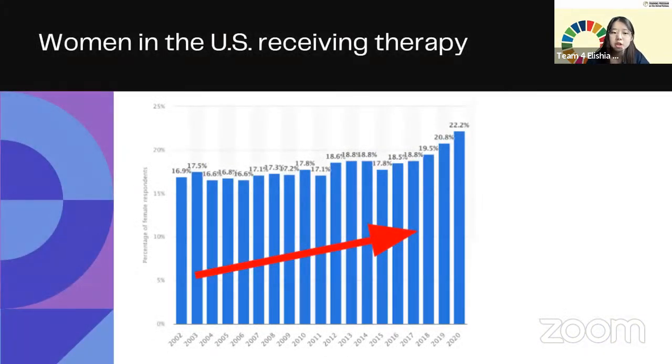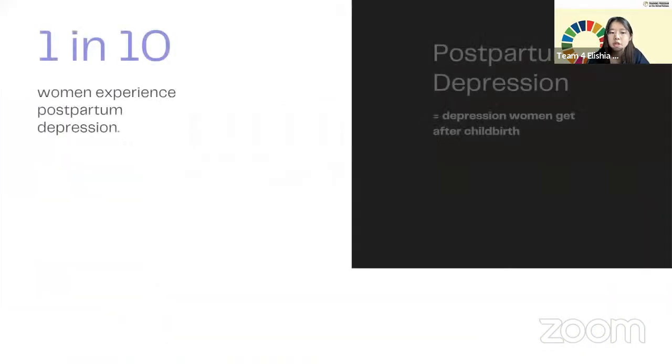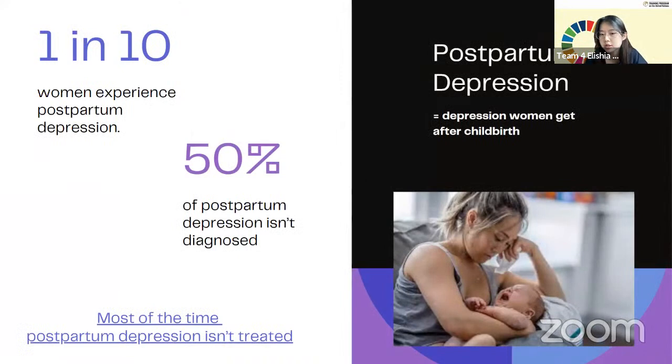So women are actually starting to get more and more therapy, as you can see by the graph. However, there was still a lack of care for postpartum depression. So essentially, postpartum depression is depression women face after childbirth. In fact, if you look at the statistics, 1 in 10 women face postpartum depression, but 50% of those women don't get medically diagnosed. Most of those women don't even receive adequate care.